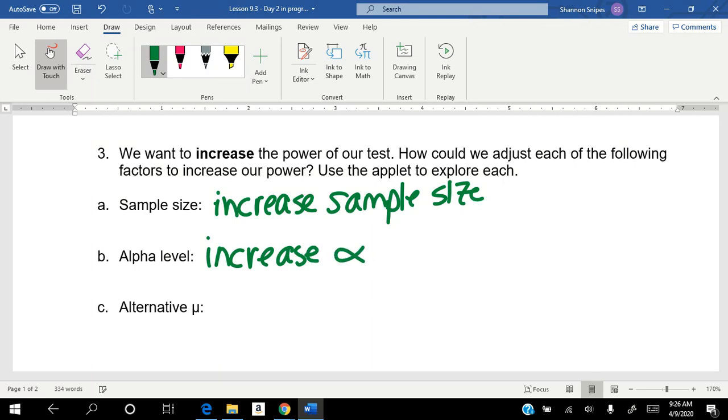Remember, alpha is the probability of a type 1 error. So if we increase the probability of a type 1 error, we actually are able to increase the power of the test. But keep in mind, if the consequences of a type 1 error are way worse than a type 2 error, then we don't want a super high alpha level.